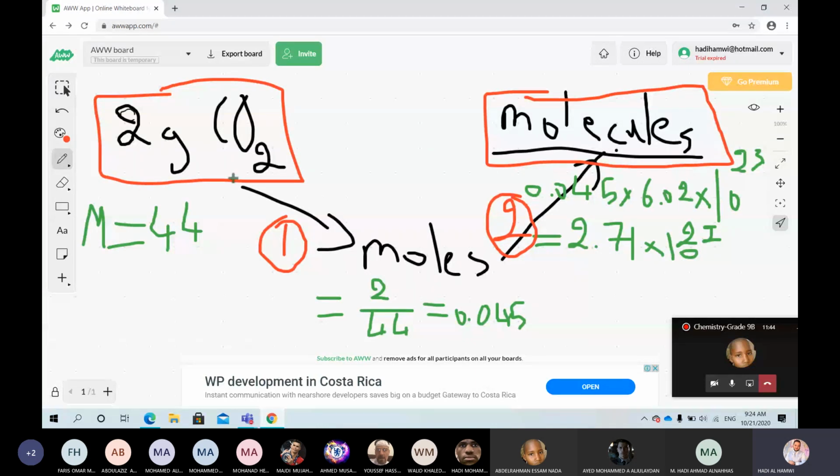Okay, I have now the number of moles. Great. What should I do? I should find the number of molecules. So I multiply by Avogadro's number. So I have 2.71 times 10 power 22 representative particles. Okay, great to hear.